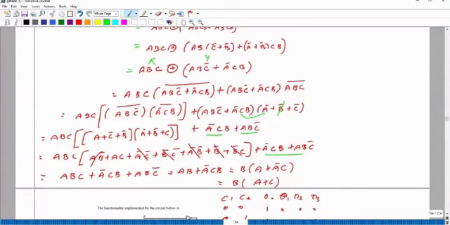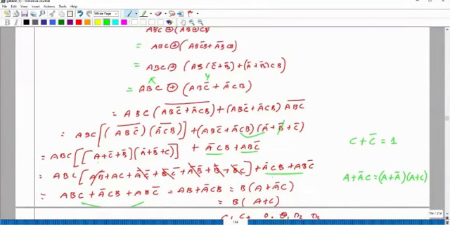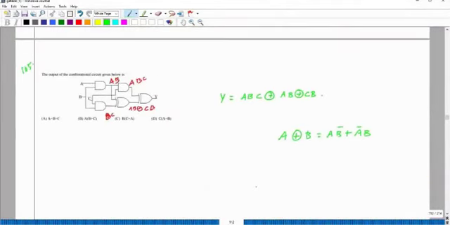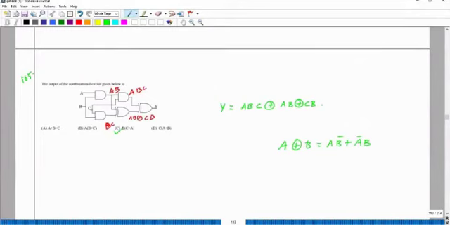So in those 2 terms, if I take C plus C bar, what is C plus C bar? C plus C bar is 1. So I'll get AB plus A bar CB. And if I take B as common, I will get A plus A bar C. So A plus A bar C, I can write it like this: A plus A bar into A plus C. So I'll get A plus C. So the answer is B into A plus C. B into A plus C is your answer.